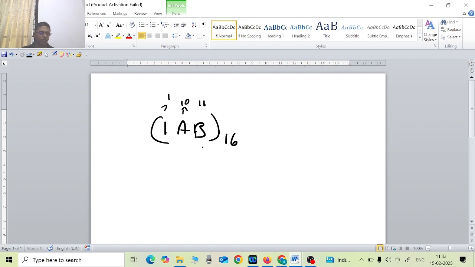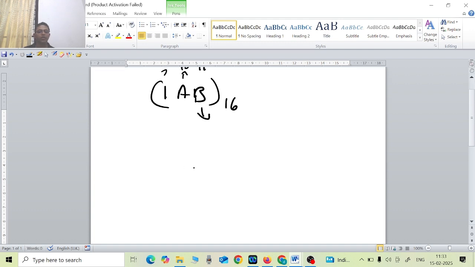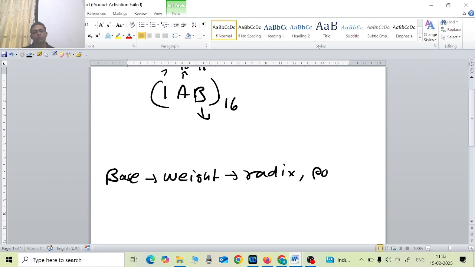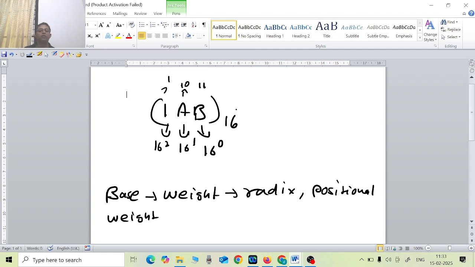So for the base, remember we make use of the words weight, radix, as well as positional weight. These things are the same. So coming back to the hexadecimal number, this position is 16 raised to 0, this position is 16 raised to 1, this position is 16 raised to 2. But remember, B is actually decimal 11, A is 10.